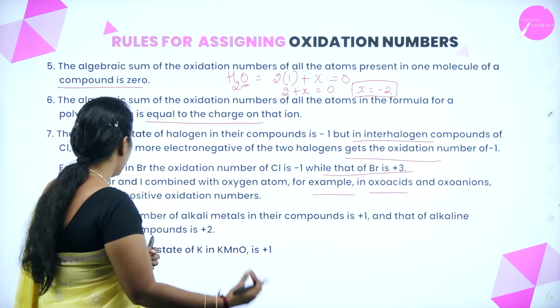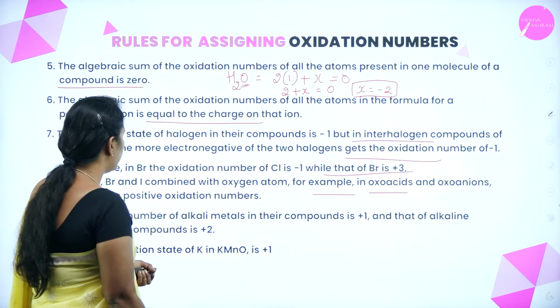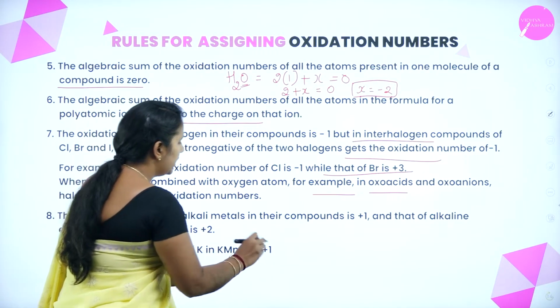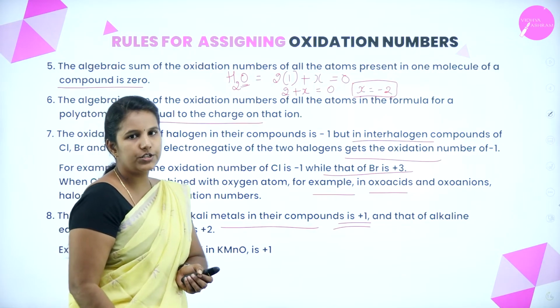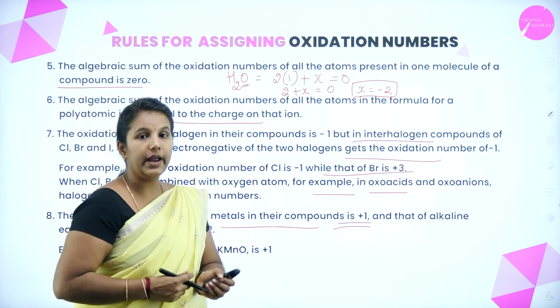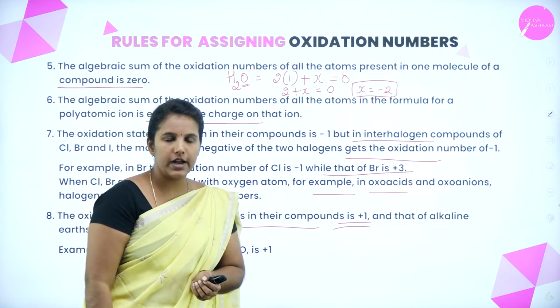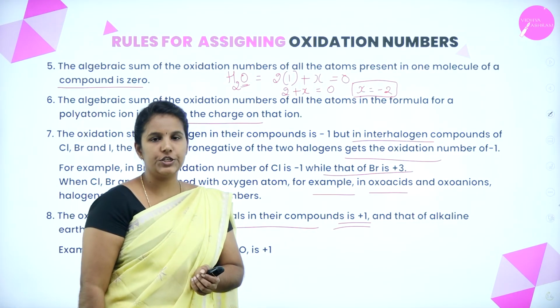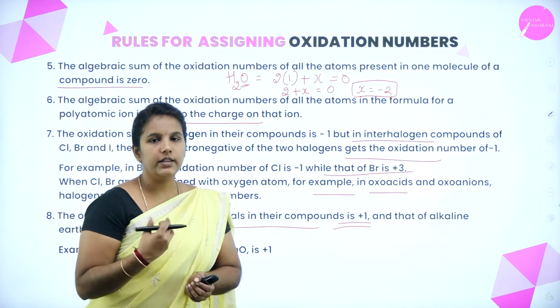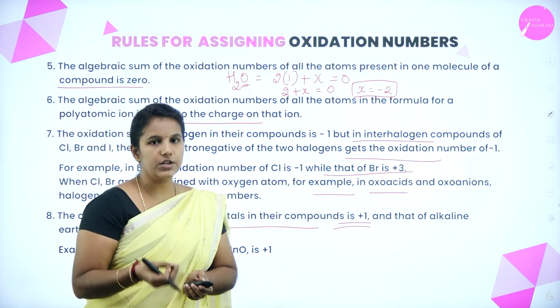Then rule 8 says that the oxidation number of alkali metals in their compounds always possesses a +1 oxidation state. So the group 1 elements in the periodic table, that is hydrogen, lithium, sodium, potassium, rubidium, cesium, all these elements show a +1 oxidation state.